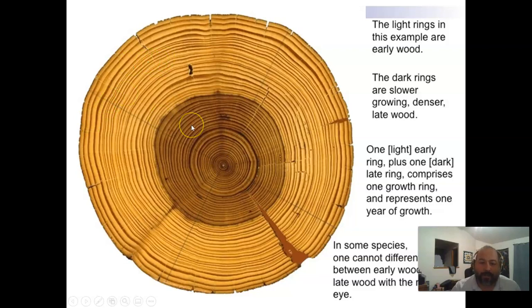So going back to the idea of early wood and late wood, the light rings in this example are early wood. So right here where we see this light color wood, that's going to be the early wood. The darker part, like this darker part right here, are the slower growing, denser late wood. So one light early ring plus one dark late ring comprises one growth ring or one annual ring, and it represents 1 year of growth. Some species, you're not going to be able to see that. Tropical trees, we'll talk about that towards the end, but tropical trees, more than likely, you will not be able to see that growth.